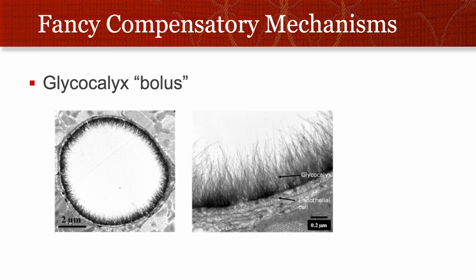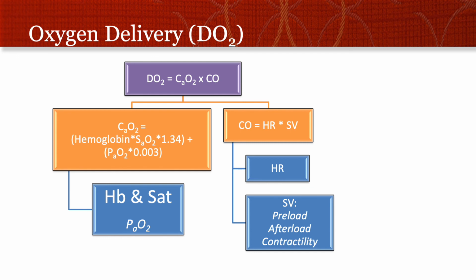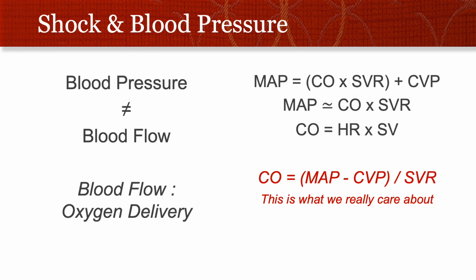Going back to what I showed you earlier, just a reminder, the delivery of oxygen equals how much oxygen is in the blood times how much the blood goes around and round. It's important to know that while we really define shock by low blood pressure, that does not mean there's low blood flow, and shock is low oxygen delivery. What we really care about is cardiac output.